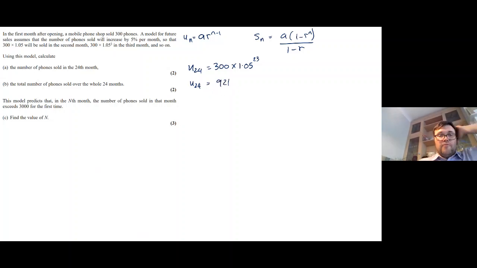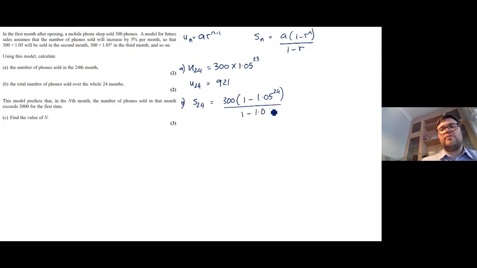And then it asks the number of phones sold over the whole 24 months. So it's a summation. This is part A, and then part B is S of 24 equals 300, 1 minus 1.05 to the power of 24, all over 1 minus 1.05. Now, it's just a case of shoving that straight into the calculator, so you would have 13,350. So that's 13,350 phones that would have been sold over the 24-month period.